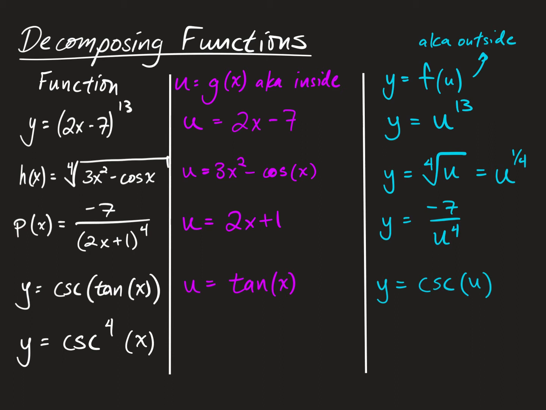Now the only one here that might cause problems is this last one, cosecant to the fourth power of x. This is a little bit tricky because the cosecant is the inside function here. That's because you can rewrite this as cosecant of x to the fourth power. That's what this fourth power is telling you right here. So now cosecant of x is the inside function, and u to the fourth power, or raising to the power 4, would be the outside function.